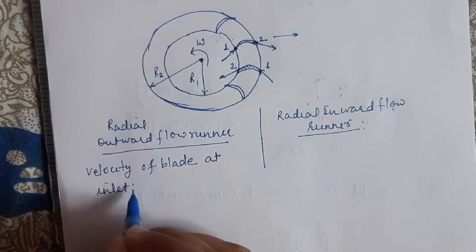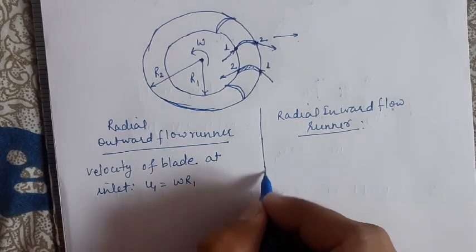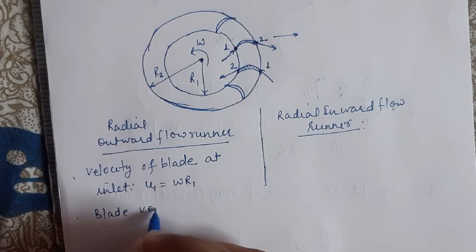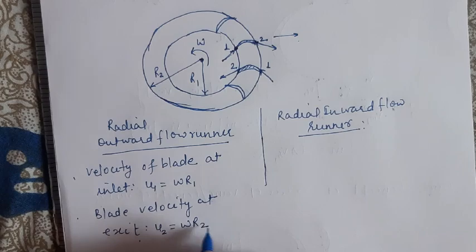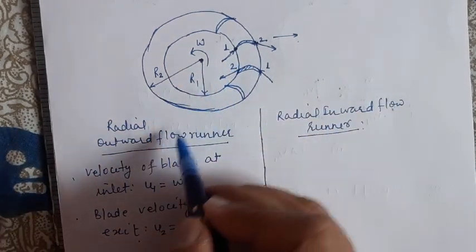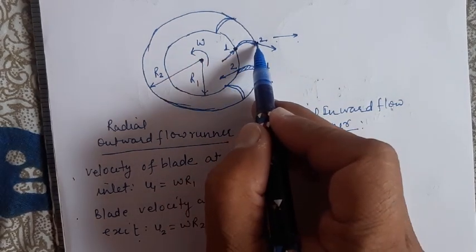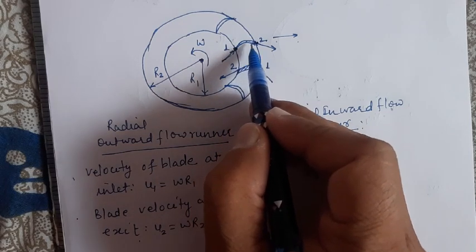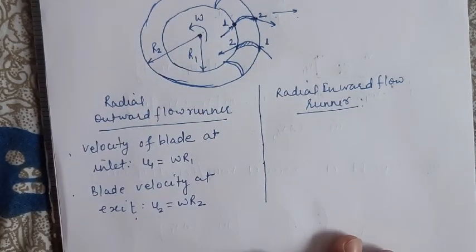Blade velocity at inlet, that is u1, will be equal to omega into r1. And the blade velocity at exit, u2, will be equal to omega r2. Please observe this point. I am talking about the radial outward flow runner. This is the inlet, this is the exit. So inlet radius is r1, exit radius is r2. So the blade will be moving with different tangential velocities. Tangential speeds of the blade at points 1 and 2 will be different. That will be omega into r1 and omega into r2.